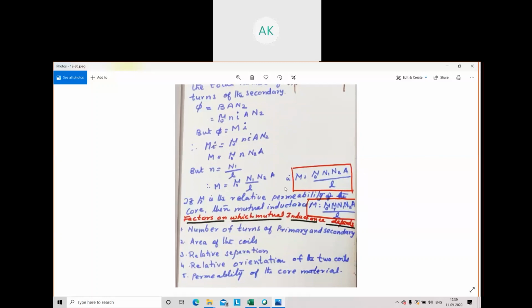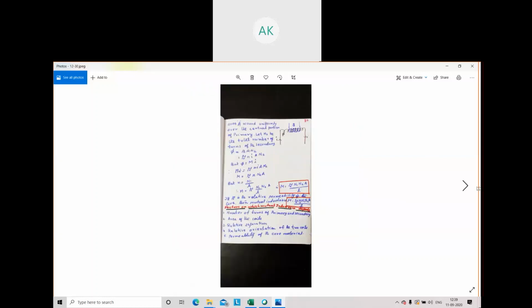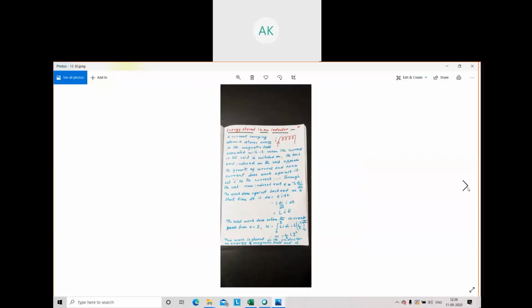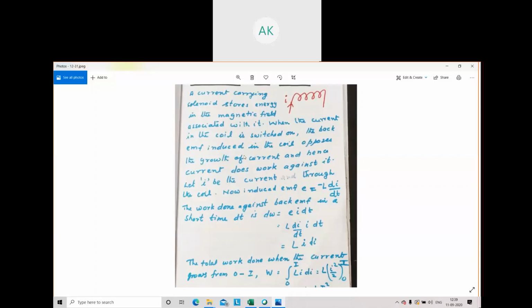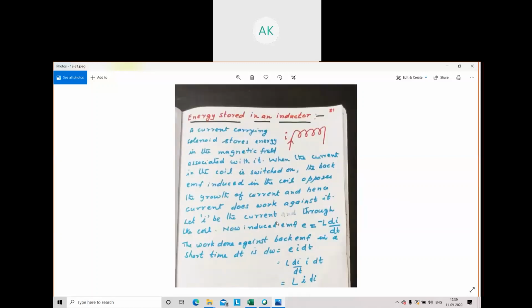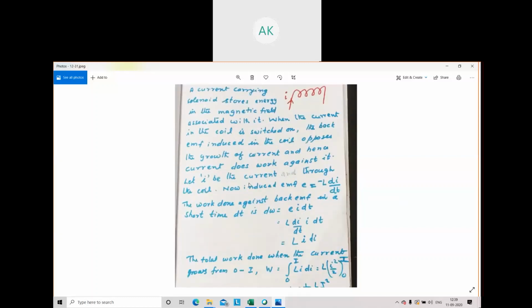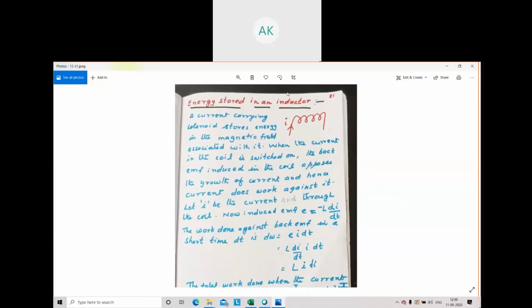Then next, the last part of that chapter, electromagnetic induction. Not last, energy stored in the inductor. So here you can see an inductor, that means a coil with inductance L. L is the inductance of the coil. I is the current sent through the coil.